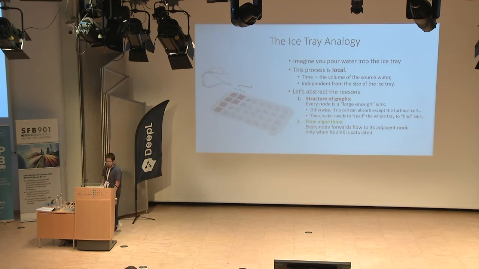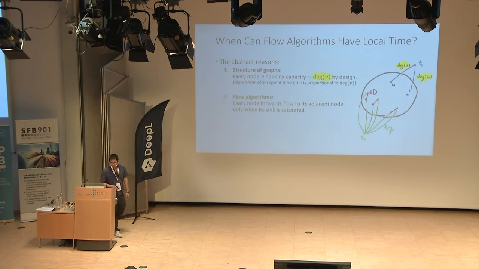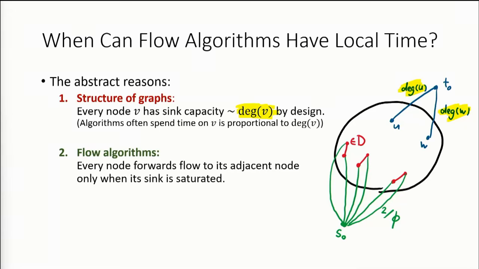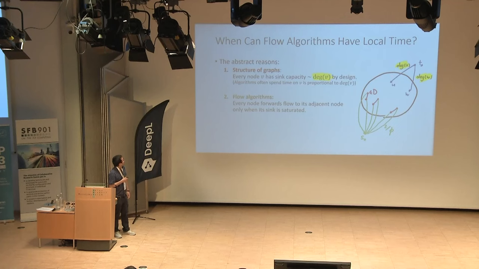Okay, so these are the two important reasons. Now let's come back to our graph problem. I showed you before that this is a graph instance that we built, and these two abstract reasons capture what's going on here. In the structure of the graph, we need every node to absorb some amount of water, which is the case here. Every node has a sink capacity of its degree by design. Every node is connected to the super sink with its degree.